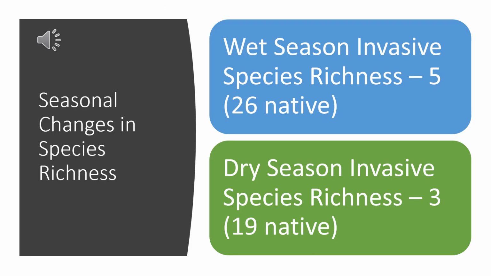In this blue box at the top, I have reported the wet season invasive species richness. There were 5 species found in the wet season relative to 26 native species, whereas in the dry season, there was a decrease in invasive species richness to 3, but also a decrease in the native species richness to 19. So it seems that although there was a decrease in native species richness from wet to dry season, that didn't result in an increase in invasive species richness from wet to dry season, as we might have predicted.